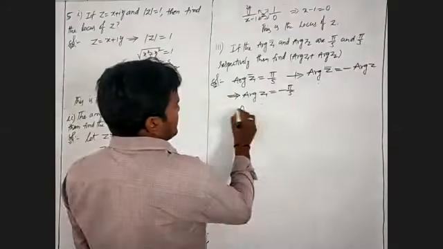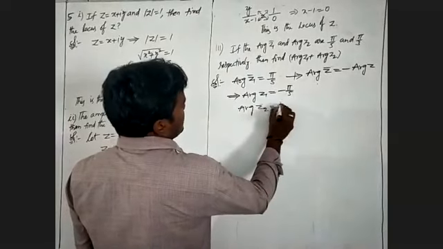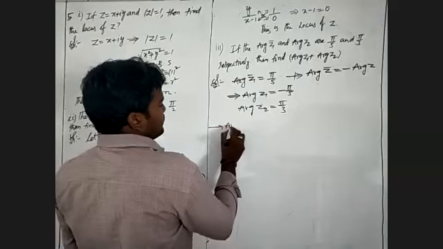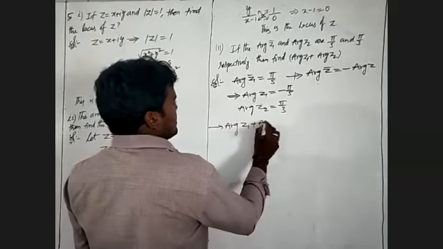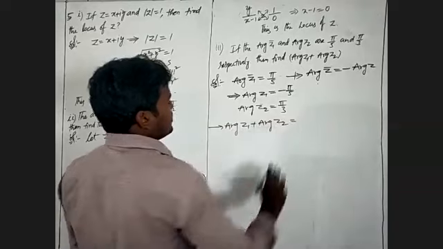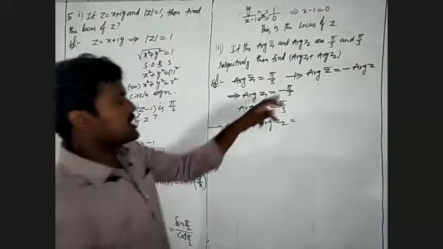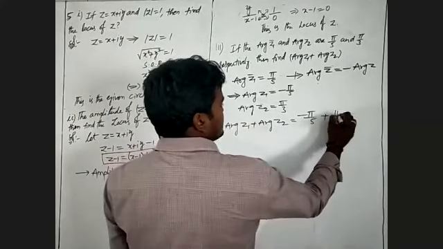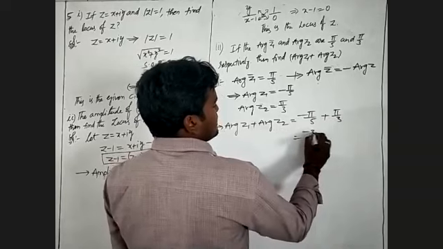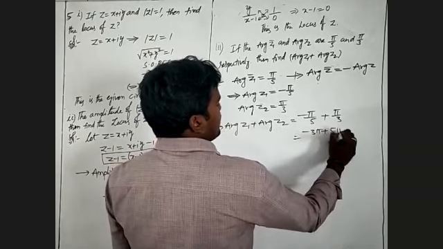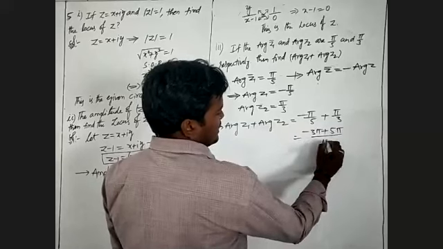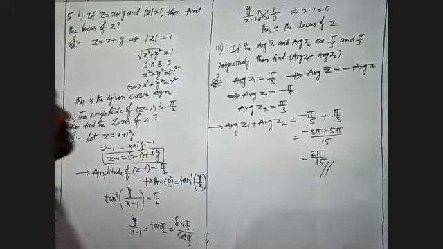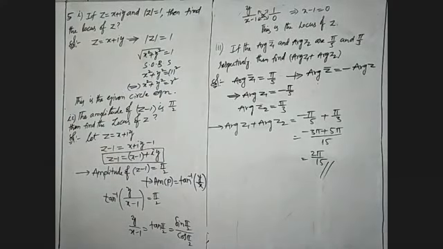One more is given, that is argument z2 is nothing but pi by 3. By the problem, what do we have to find? Argument z1 plus argument z2 is equal to minus pi by 5 plus pi by 3. Minus 3 into pi will become 3 pi, 5 into pi is 5 pi. The denominator is 15. That I will write as 2 pi by 15. This is the value of argument z1 plus argument z2.